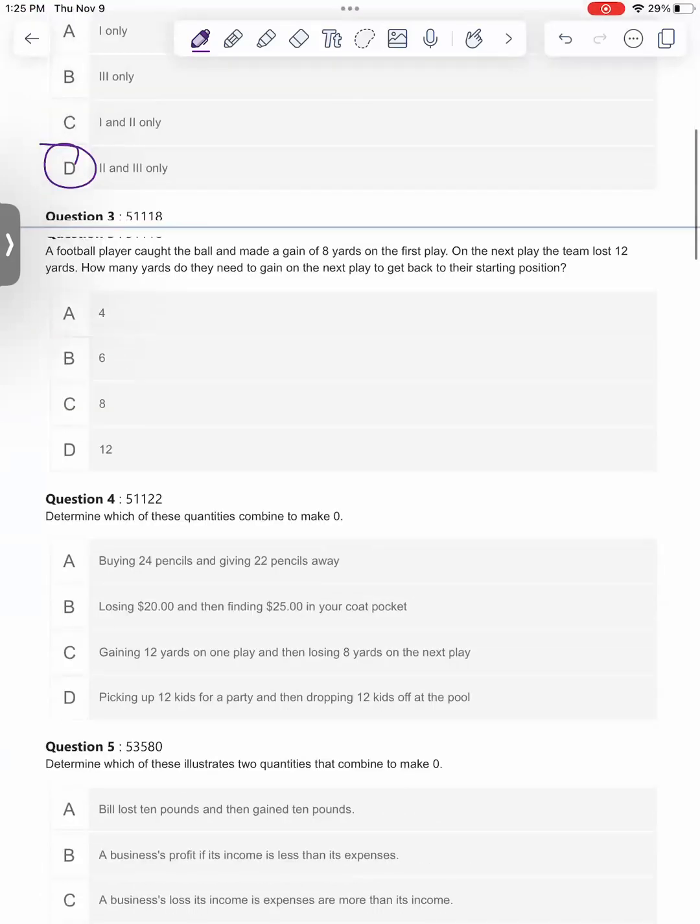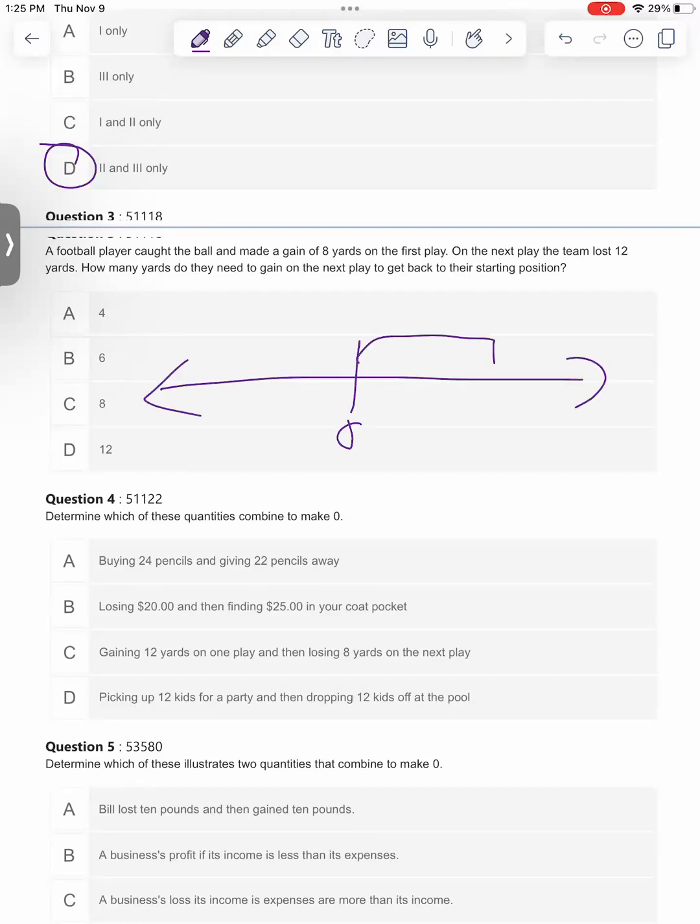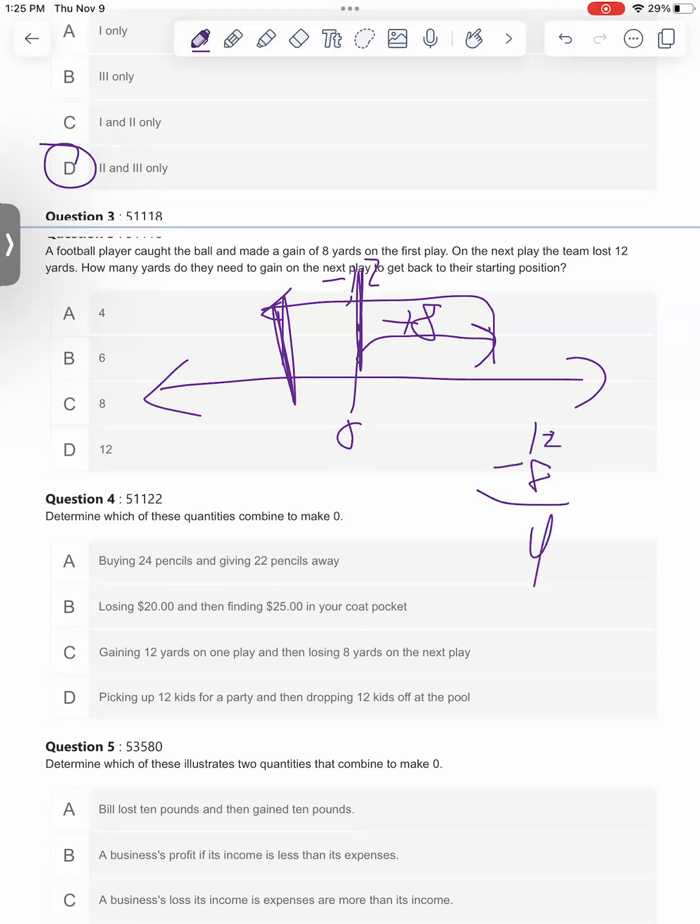All right, number 3. A football player caught the ball and made a gain of 8 yards on the first play. The next play, the team lost 12 yards. How many yards do they need to gain on the next play to get back to where they started? Okay, so on this one, I think a number line with a 0 on it would be helpful. They went up +8, but then they did -12. What you should notice here is you just need practice on these kinds, right? Draw out little number lines and that will help you. You should see, okay, I'm on the negative side. Well, the 8 right there cancels out with 8, right? So then how much more are you on the negative side? Well, then you subtract to find that difference, which would be 4. Okay, so that's going to be 4.